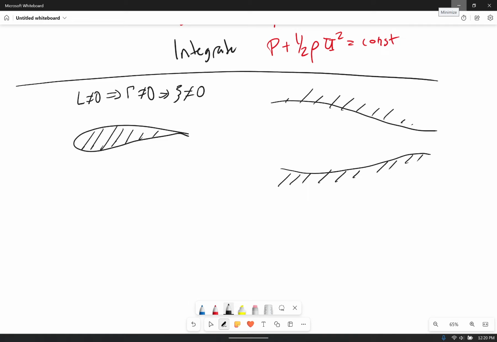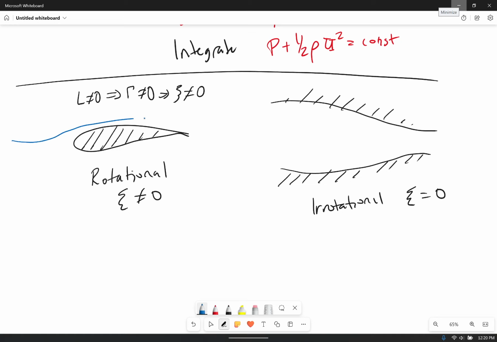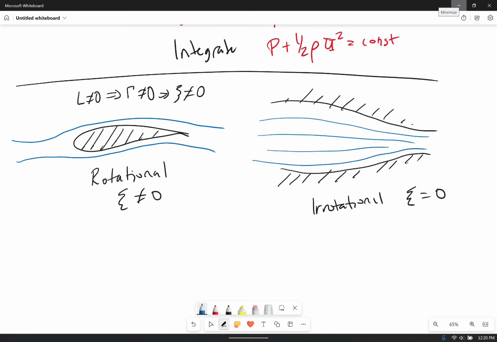If there's circulation, there's vorticity, which means that if I have an airfoil that is producing lift, it is going to be rotational. In this case right here with the duct, this would be irrotational, so long as I'm away from the walls. This one right here is equal to 0. This one right here, it's not equal to 0. Now let's look at some streamlines right here. So I have a streamline going over the airfoil, kind of like that. And let's just say I have several streamlines in here, like that.